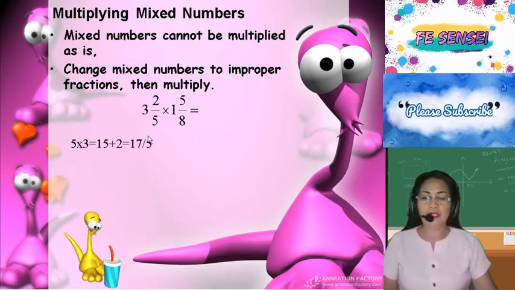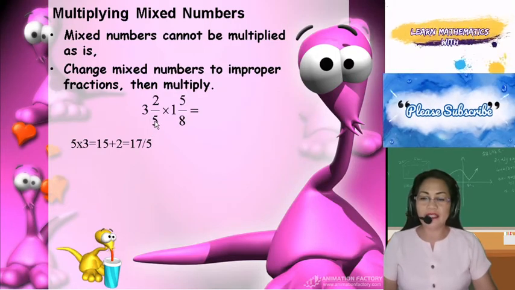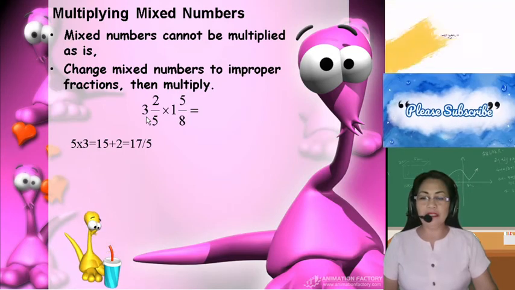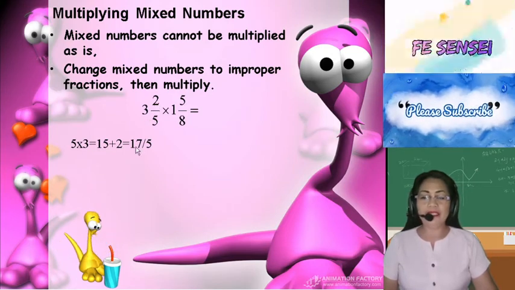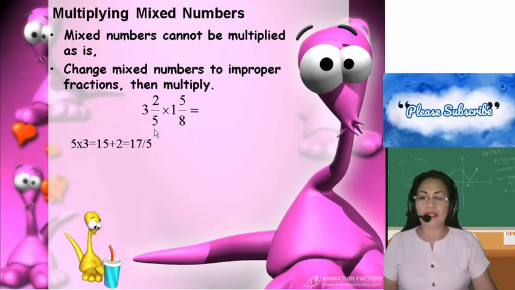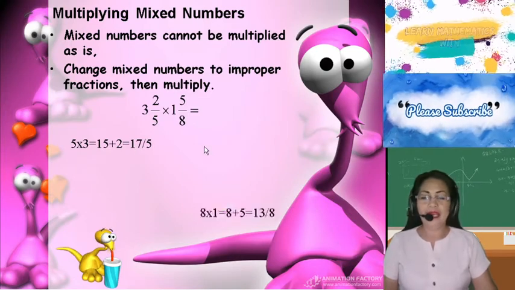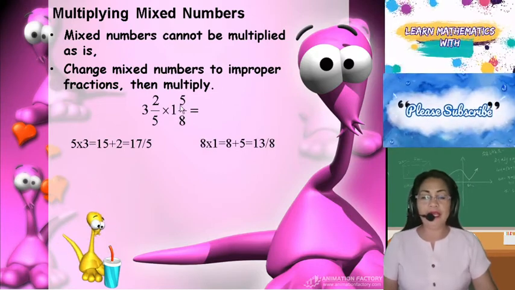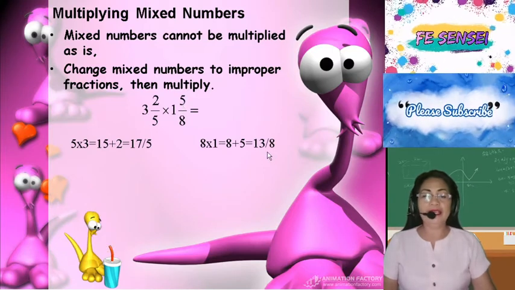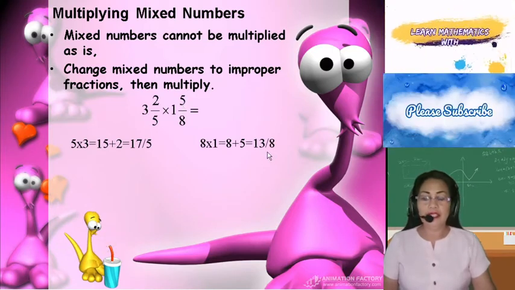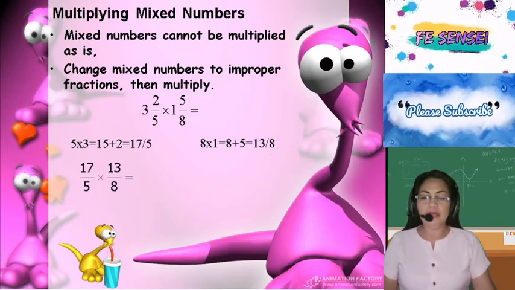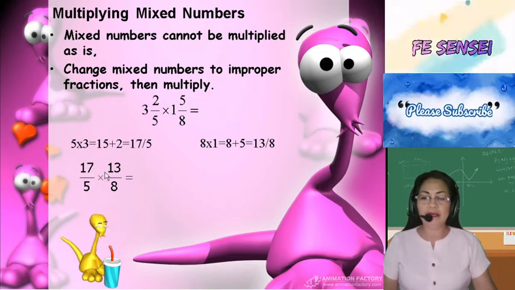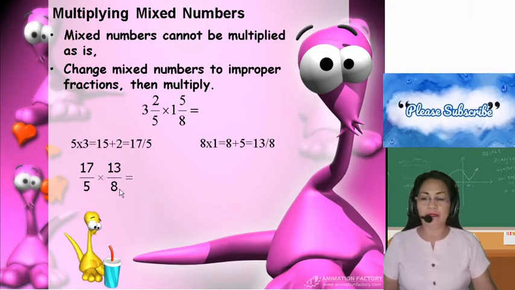How? This is how to do it. 5 times 3 equals 15, plus 2 equals 17, and copy the denominator 5. And 8 times 1 equals 8, plus 5 equals 13, and copy the denominator 8. So the mixed numbers become improper fractions: 17 over 5 times 13 over 8.